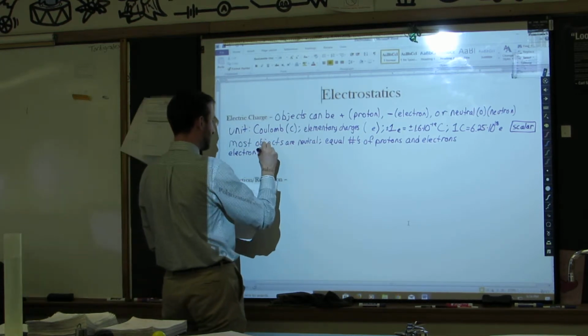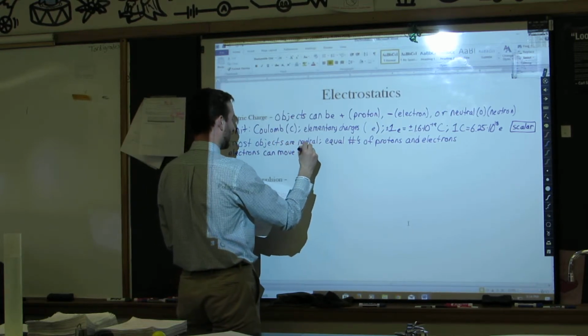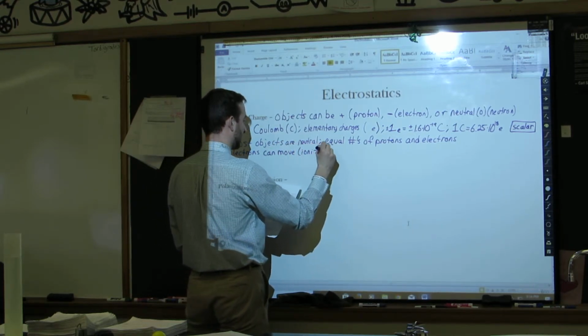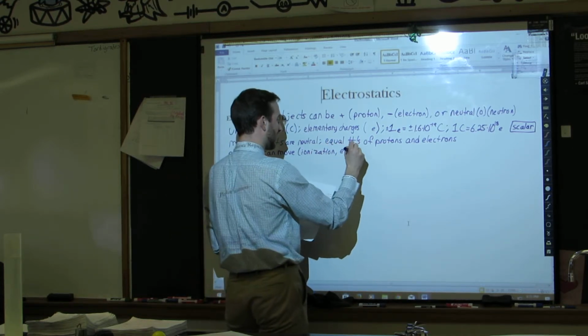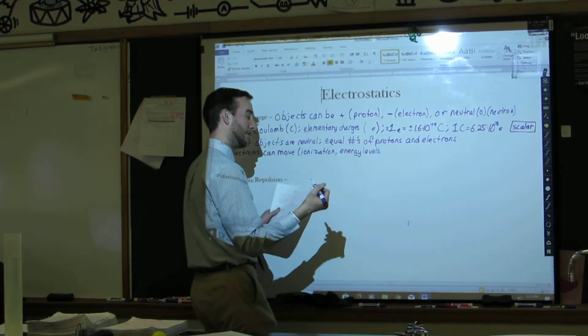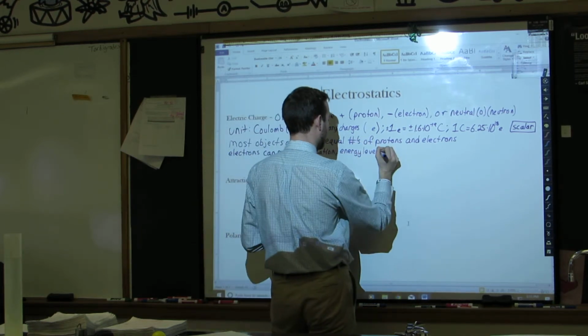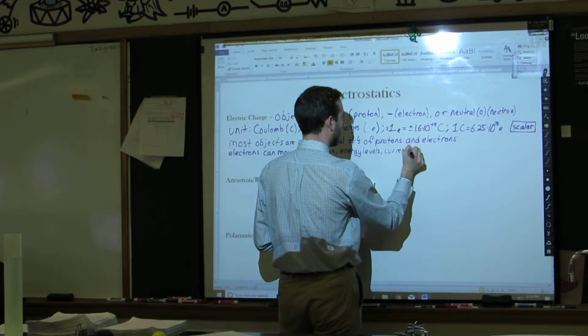So electrons can move. And your examples of this, obviously, are ionization. They move in terms of energy levels. Unfortunately, not something we talk about this year, one of my favorite topics in physics. And also, obviously, current. Well, you have electrons moving.